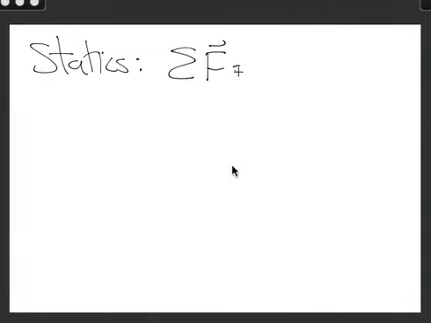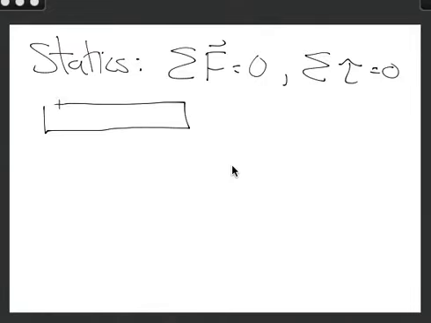Okay, this problem was a classic statics problem. And statics means that the sum of the forces as a vector are 0, and the sum of the torques are also 0. So we had the problem of sitting, or standing maybe, on a big table. And the question was, how close to the edge can you sit?